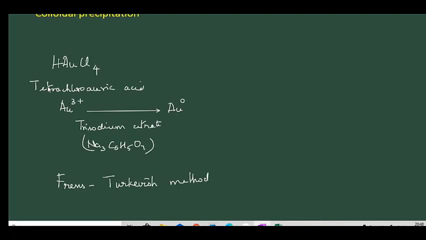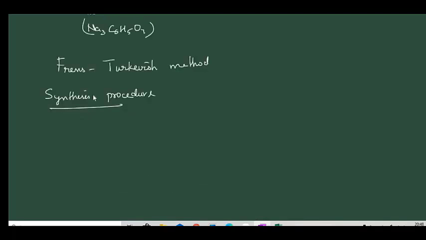This process is known as the Frens-Turkevich method. So in the synthetic procedure, the first step is tetrachloroauric acid is transferred into a conical flask and it is kept on a hot plate for heating until it boils. The magnetic stirrer is used to stir the contents of the flask and the required amount of sodium citrate solution is added to the flask while continuing the heating.